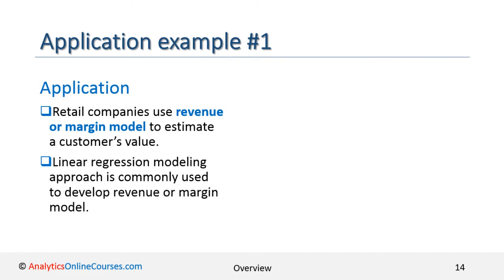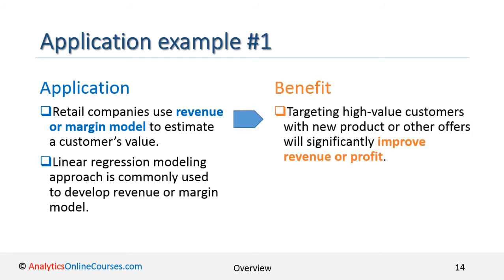Example number 1. Retail companies use revenue or margin model to estimate a customer's value. Linear regression modeling approach is commonly used to develop revenue or margin model. What are the key benefits of using revenue or margin model? Revenue or margin model can be used to identify high-value customers. Targeting high-value customers with new product or other offers will significantly improve revenue or profit.